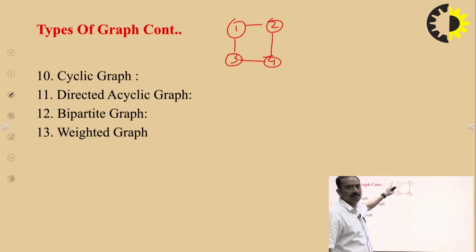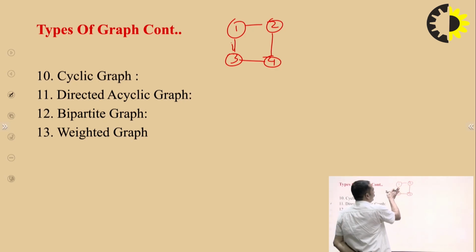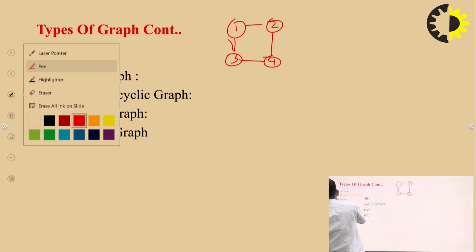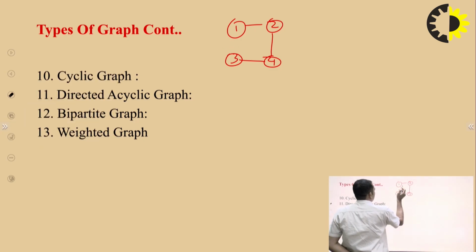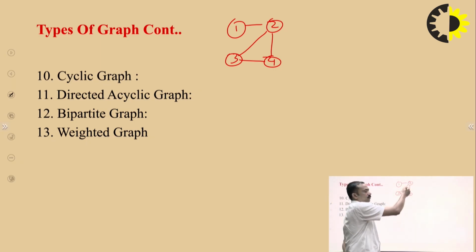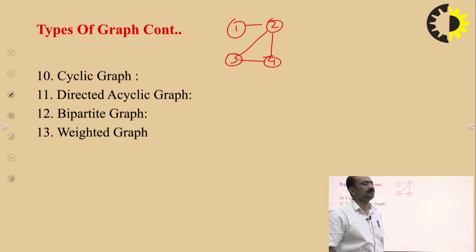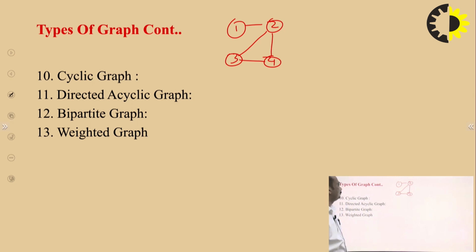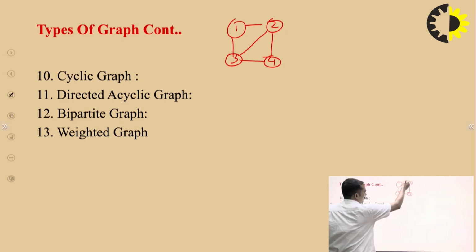So here we have a cycle. If we take this graph, this is not a cyclic graph, and if I connect 2 to 3, then there is a cycle between 2, 3 and 4, so it's a cyclic graph. At least one cycle is known as a cyclic graph. There is one cycle, or we can say here we have another cycle. So this is a cyclic graph.